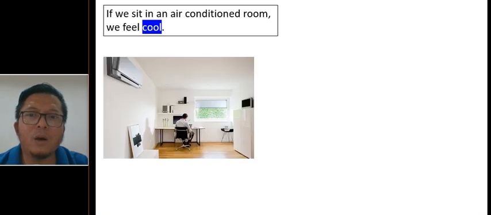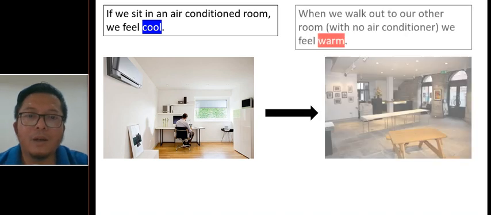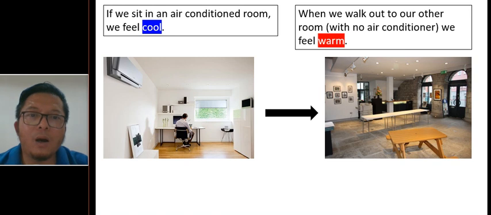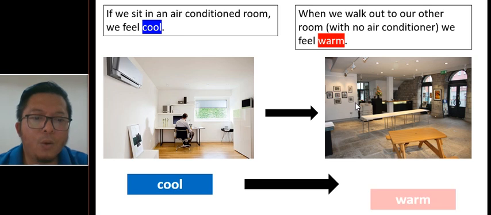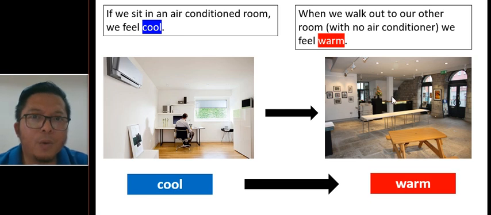If we sit in an air-conditioned room with aircon, we feel cool. Yes, correct. When we walk out to our other rooms, the same room just now with no air conditioner, we will feel warm. Not as cool as the room with aircon, of course. So my question is, cool, warm. Is this room cool or warm? That is my question. Is it cool or warm?